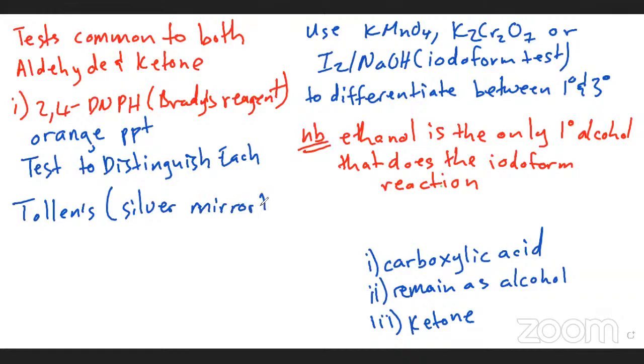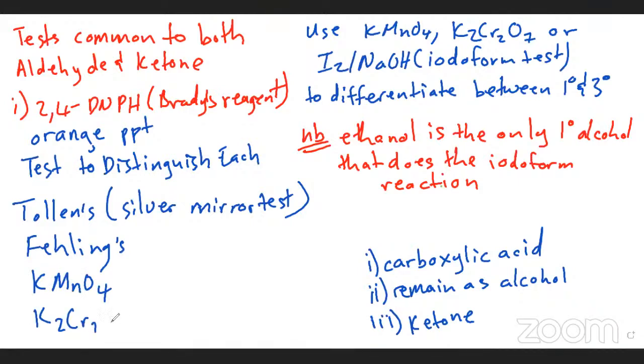Which one did you say again? You had said Fehling's. And which other one? KMnO4 as well. Remember, aldehydes are easily oxidized. You can use K2Cr2O7 as well. Remember, ketones will not react with any of these.